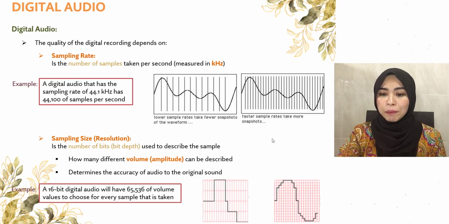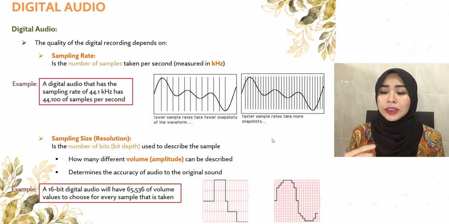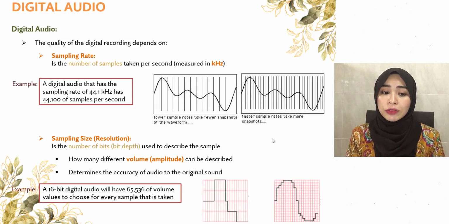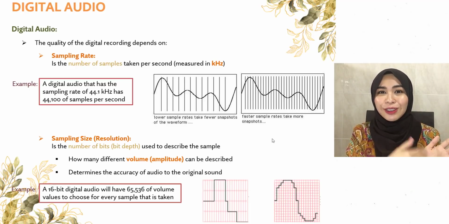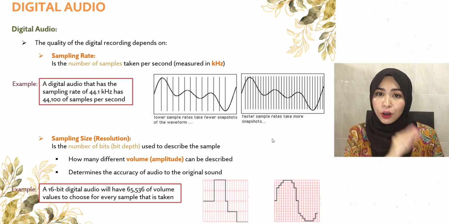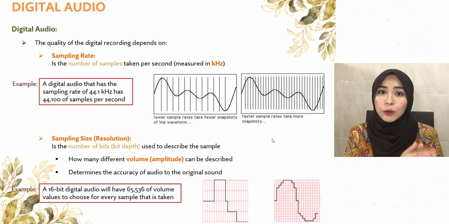So if you take a look here, a lower sample rate will take fewer snapshots of the sound wave, whereas a faster or higher sampling rate will take more snapshots of the audio. So that's the difference between the two. For example, a digital audio that has a sampling rate of 44.1 kHz has 44,100 samples taken per second. Within that one second, imagine there are 44,100 samples in order to create your audio. If you have a lower sampling rate, then per second there are fewer samples recorded. That's why you have a lower resolution.